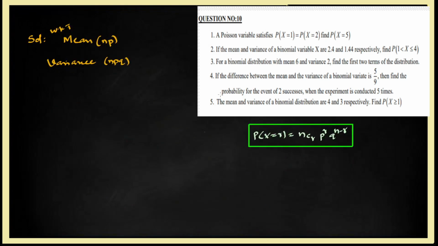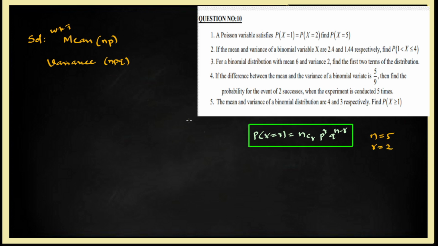Now the fourth question is: if the difference between the mean and variance of a binomial variate is 5/9, then find the probability for the event of two successes when the experiment is conducted 5 times. Here the experiment is conducted 5 times, so n equals 5. We have to find the probability of two successes, so r equals 2. Using the binomial distribution, P(X = r) equals nCr p^r q^(n minus r). Here the value of n is 5 and the value of r is 2.